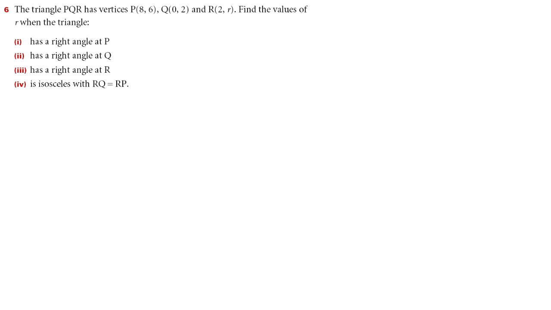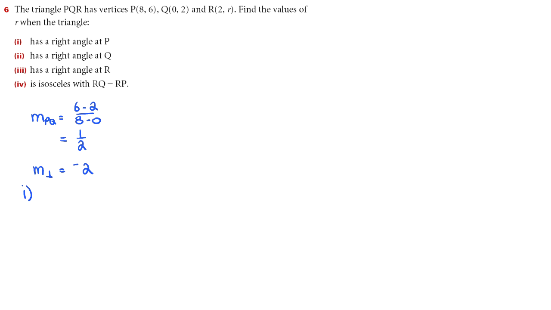We should find the gradient PQ first, because PQ is a definite value. And so the gradient of PQ is 6 minus 2 over 8 minus 0, the change in y over the change in x, which equals a half, which then means the perpendicular gradient is the negative inverse of that, and so the half will become -2. That is the perpendicular gradient to PQ.